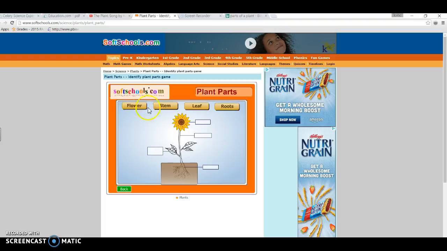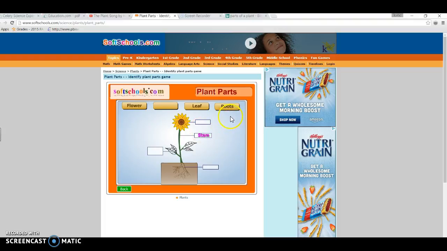And then say, I want to do stem. So we said the stem was the big long part that carried nutrients. So we get the stem and we pull it here because that's where it goes, right? And then you see when you put it in the right spot, it turns green. It turns the color that it's actually supposed to be. So that's how you know if you get it right.